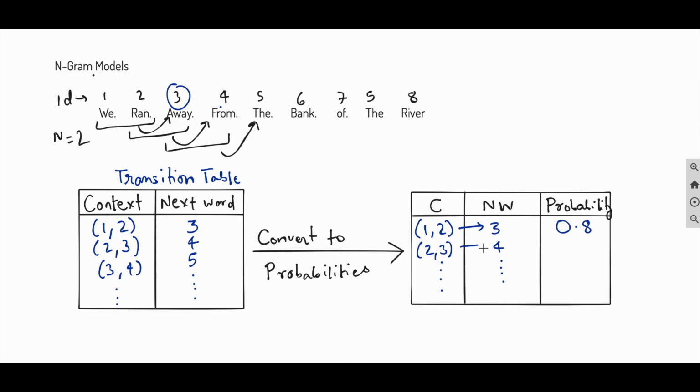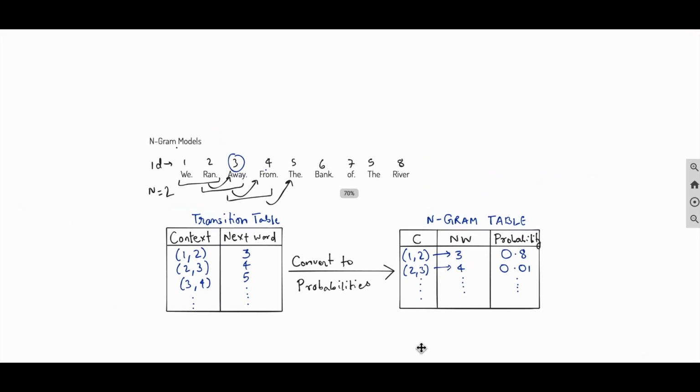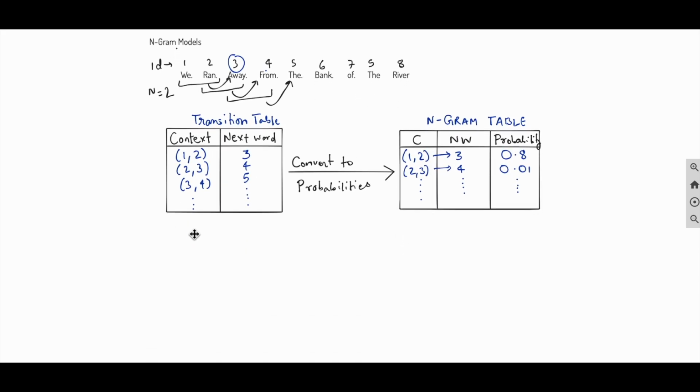For another pair, let's say 4, how many times does that occur after 2 and 3? Let's say that's very small, like 1%. That will be our n-gram table that we can then use to generate sequences. We just have to give it the start word, and it'll keep looking at the last 2 words to generate the next word using the probabilities.